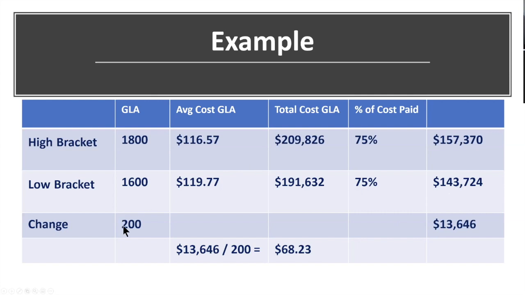So the change of 200 feet has a change in depreciated cost, I guess. Depreciated marginal, it's $13,700. It's that same $68 number. All right.